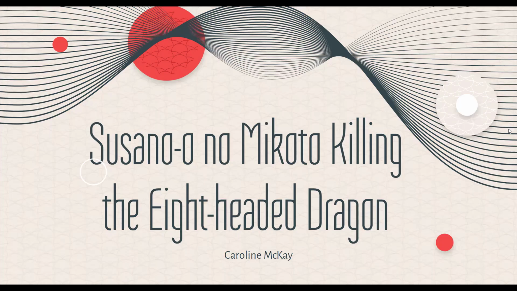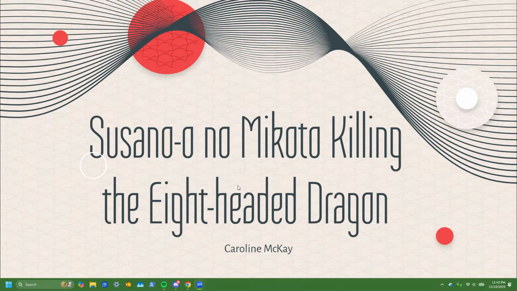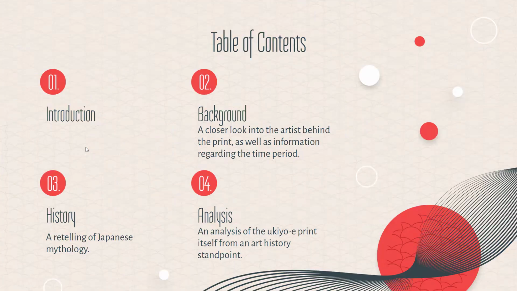I'm a senior here at Towson, and for the art history class, I chose Susano no Mikoto Killing the Eight-Headed Dragon, which is by Torii Kiyomasu II. So I'm just going to go through a little bit of an introduction as to what I'll be talking about, dive into the background, the artist's history, some information of the time period, give the history behind the piece itself, and then we'll conclude with an analysis of the ukiyo-e print from an art history standpoint.